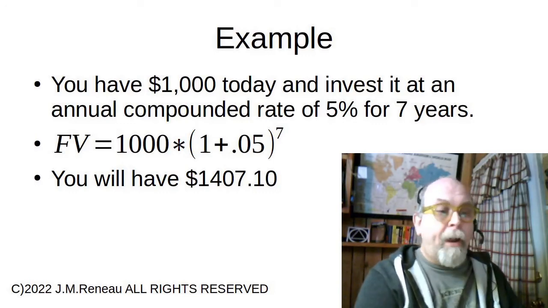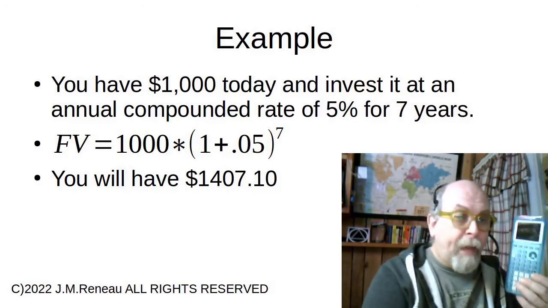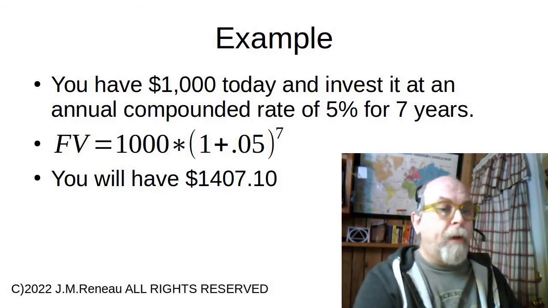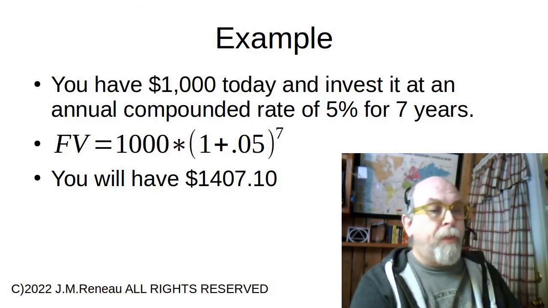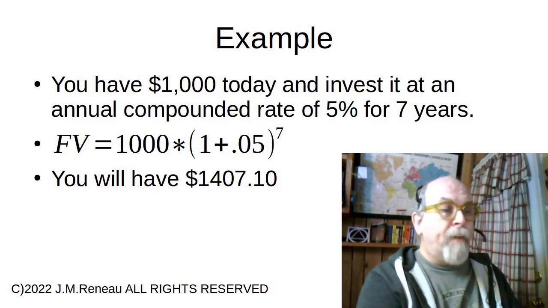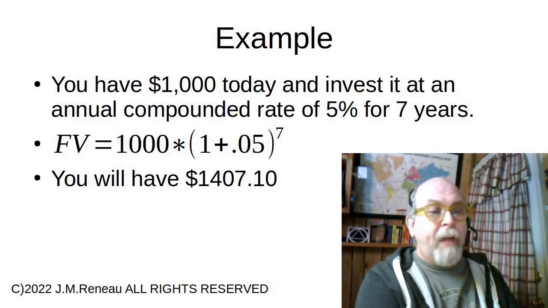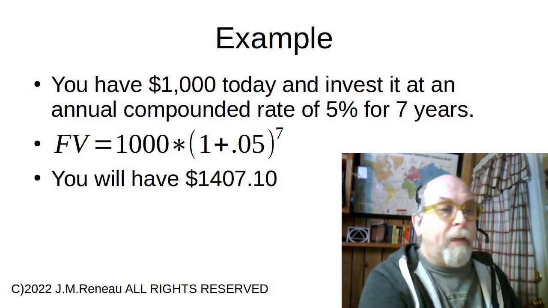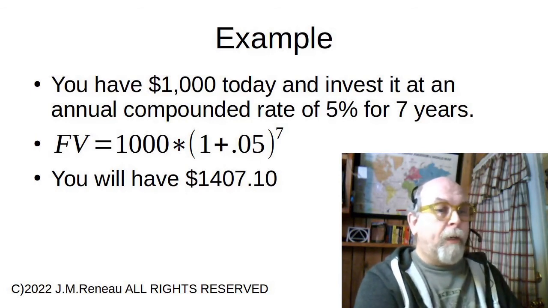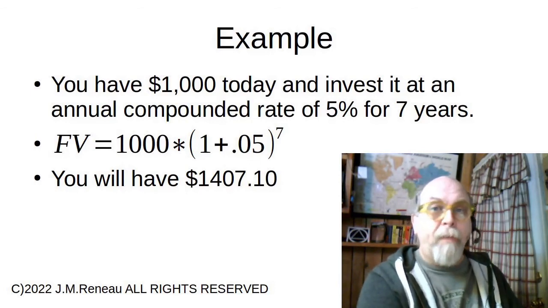And if we pull out our handy pocket calculator or whatever we use to do our calculations with, we will see that we have $1,407 and some cents at the end of 7 years. So our money has grown from $1,000 to over $1,400.